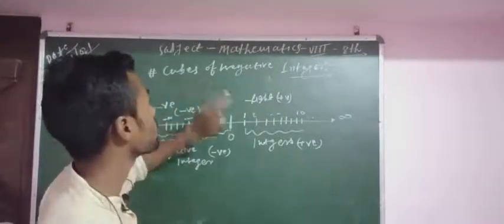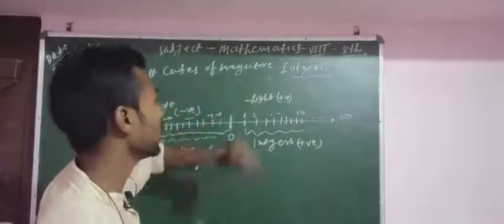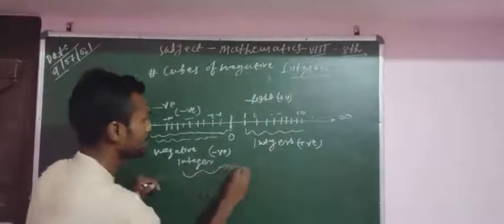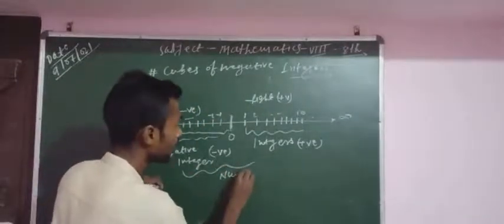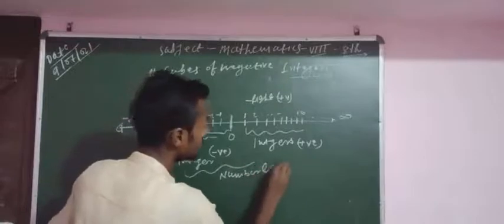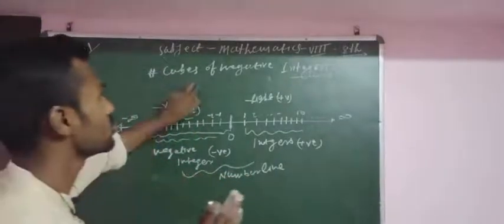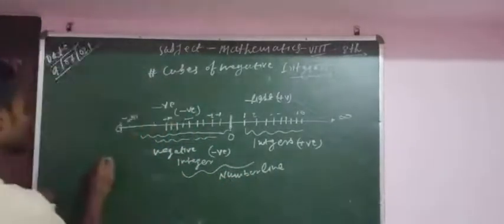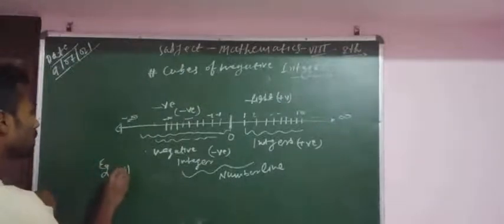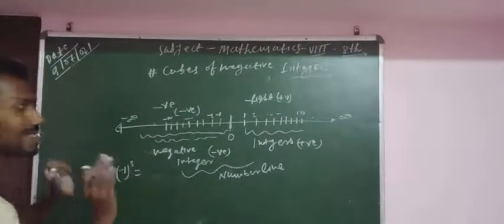So we have to study their cubes, the cube of negative integers. So this is the number line. You have to know about its cube. Suppose, for example, minus 1 to the power of 3, the whole cube. So minus 1 is a negative integer.